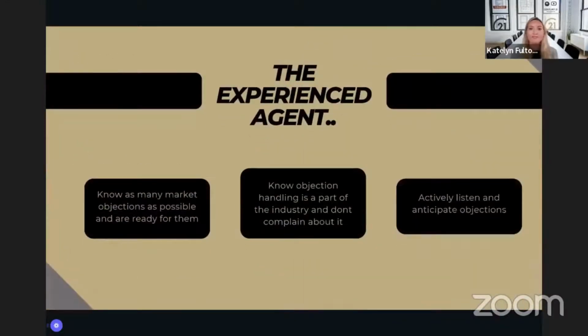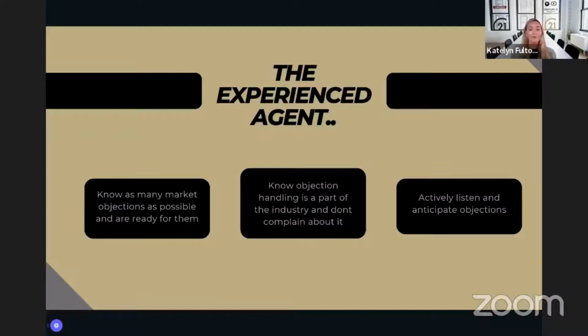So the experienced agent will know as many market objections as possible, and they're ready for them. They'll know objection handling is just part of the industry, and they don't complain about it. I hear a lot of agents coming in, especially in this market, complaining about, oh, my client said this, my client says the rates are bad, the client said the market's bad. An experienced agent just knows that in any hot market, they're going to say the same objections as well. So objections are just part of every single market.